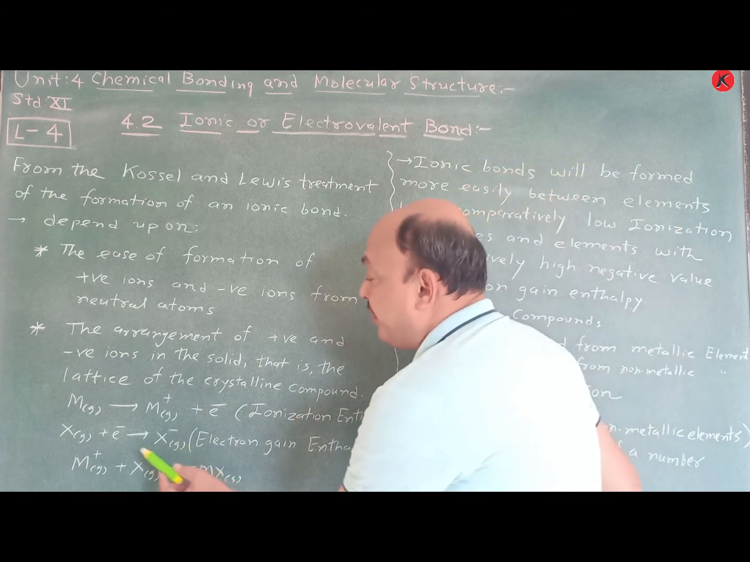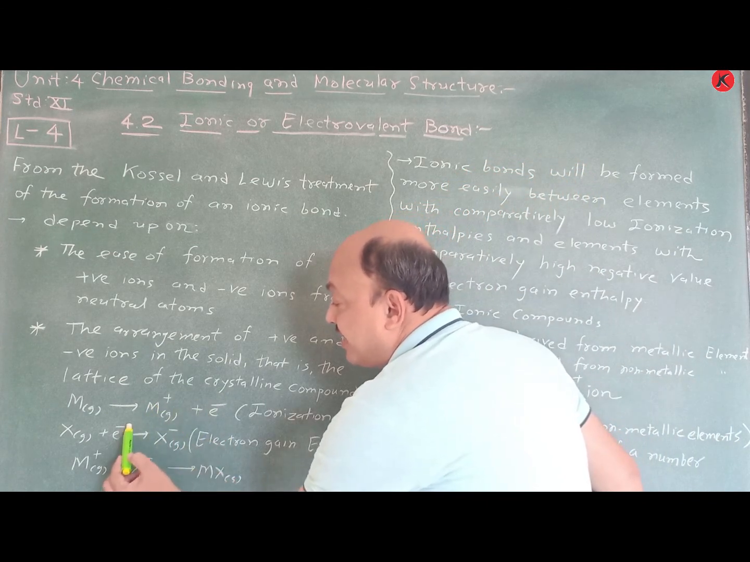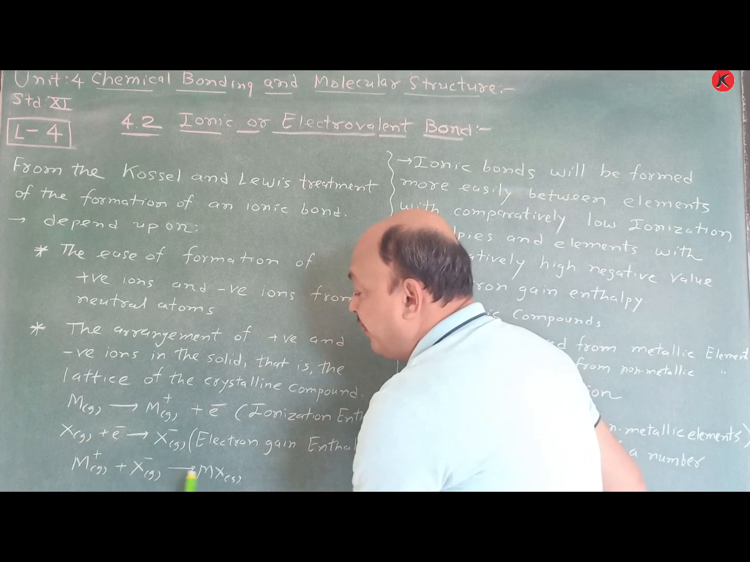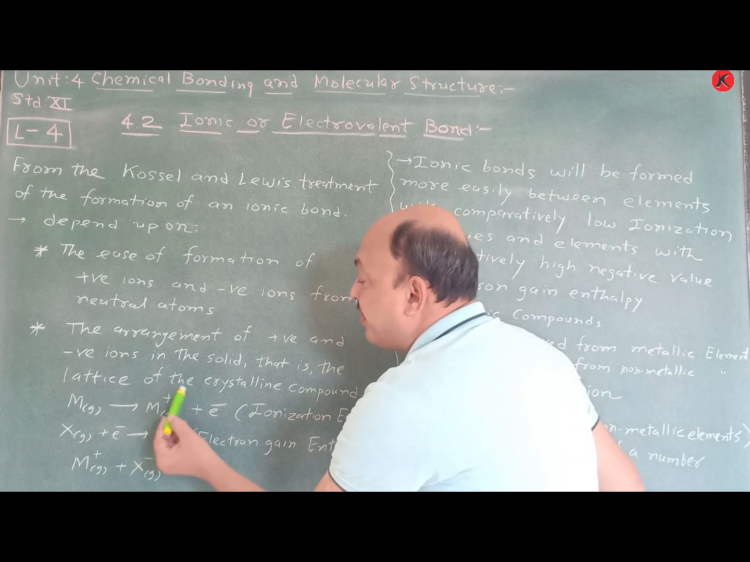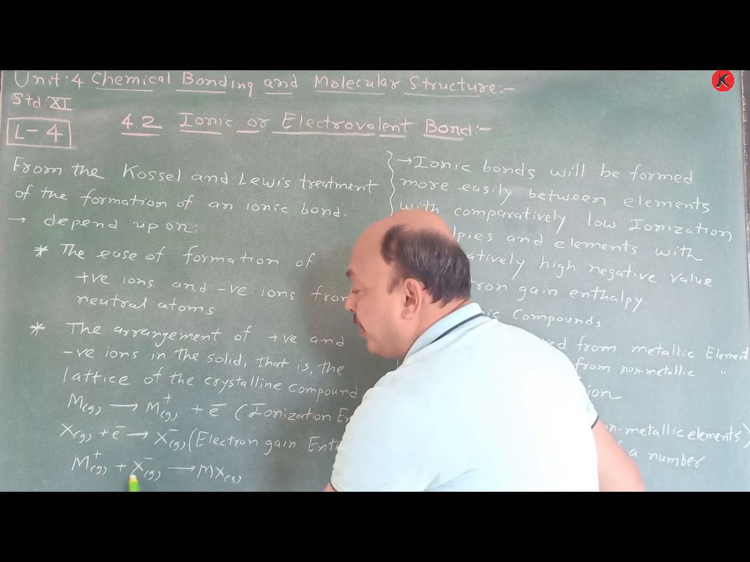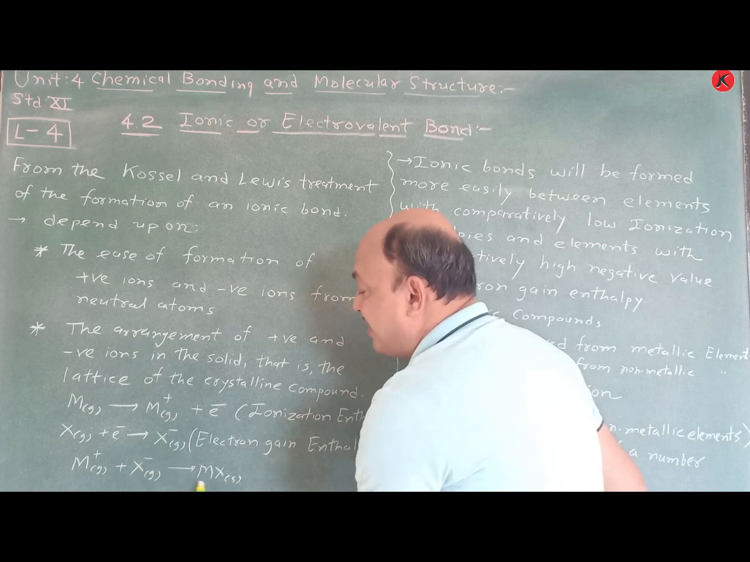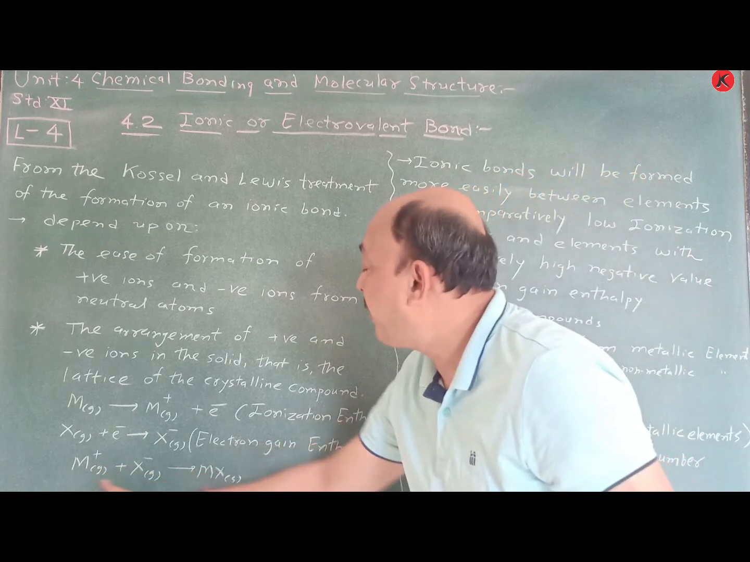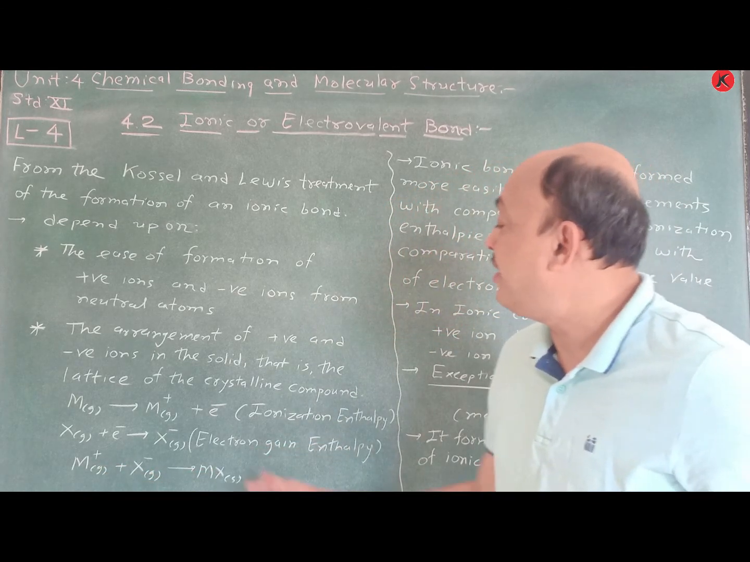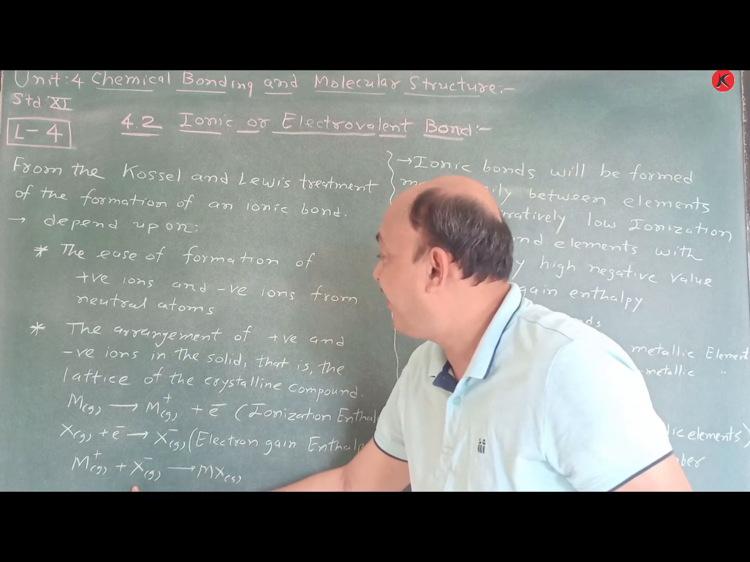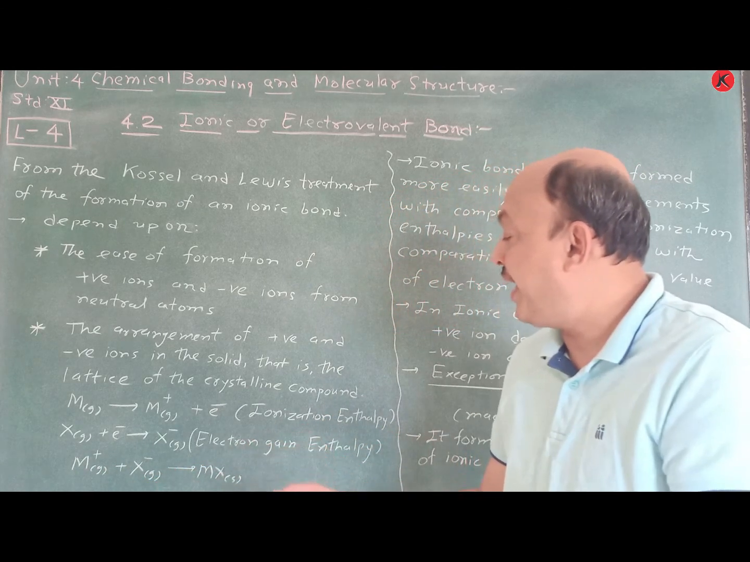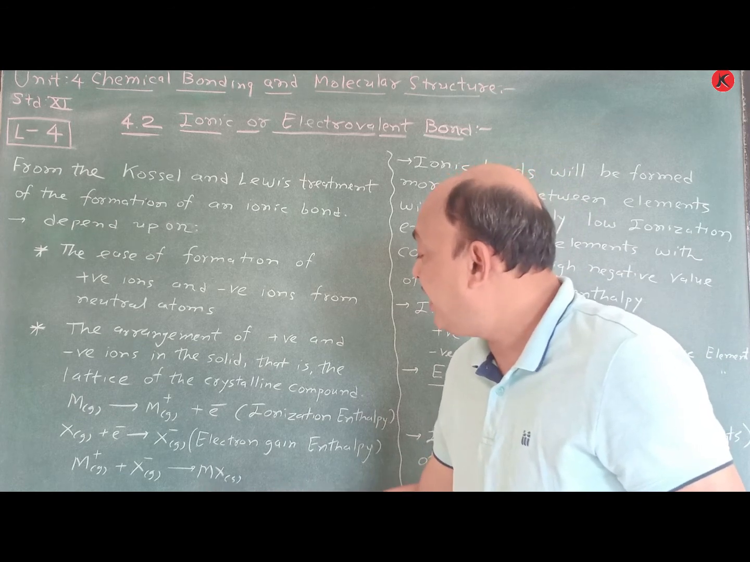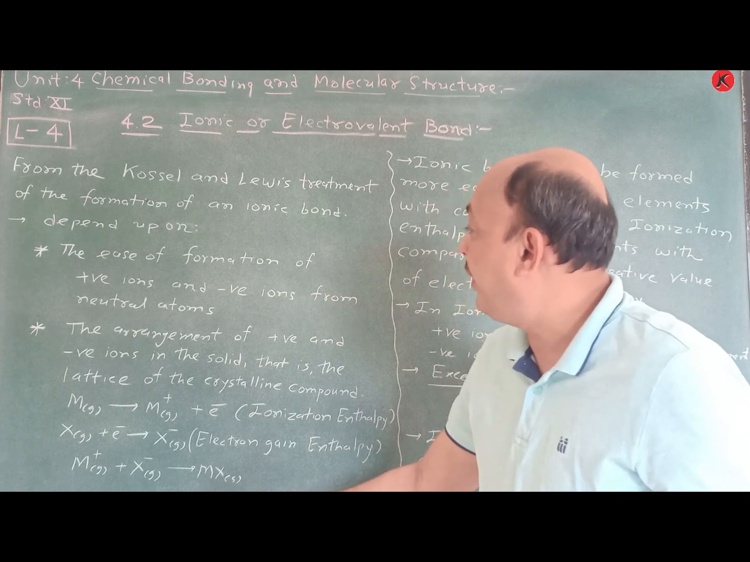And now you see, here the electron is cancelled out, and due to that, formation of MX in gaseous form, that means M plus gas plus X minus gas, gives MX solid. So this is a very simple fundamental requirement. This positive ion and negative ion combine and convert into MX solid form, and this is considered as one compound.